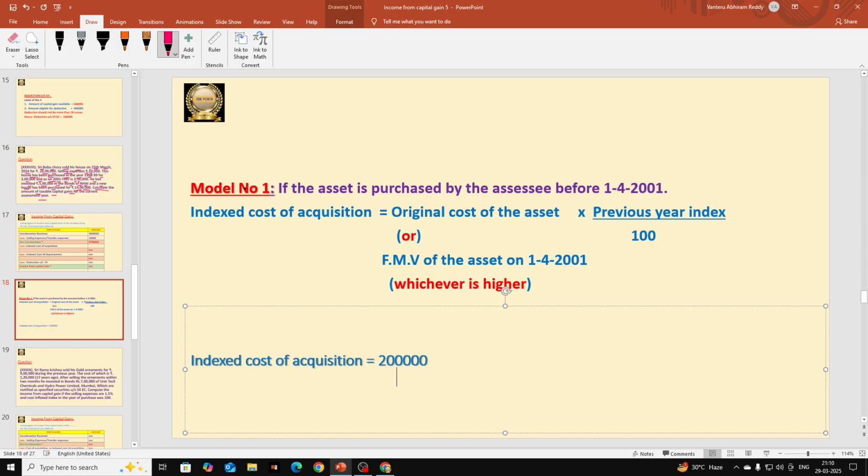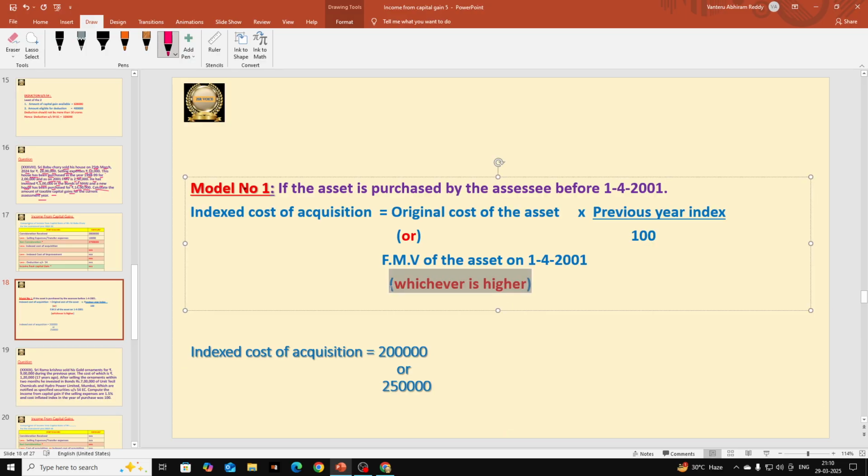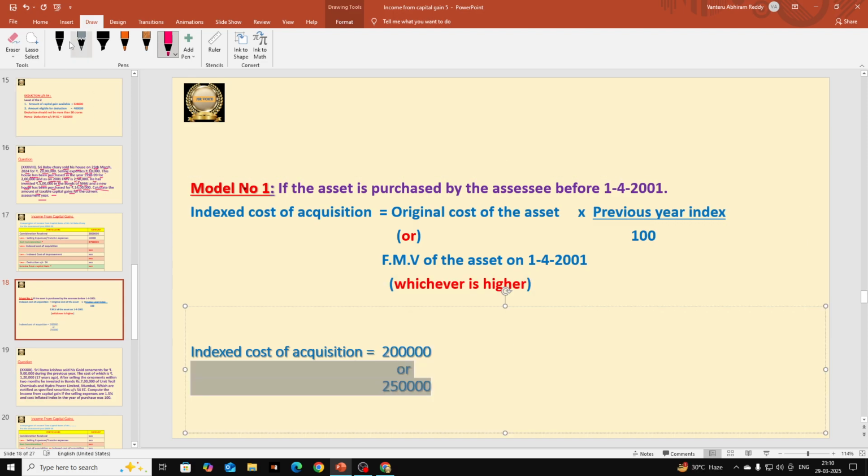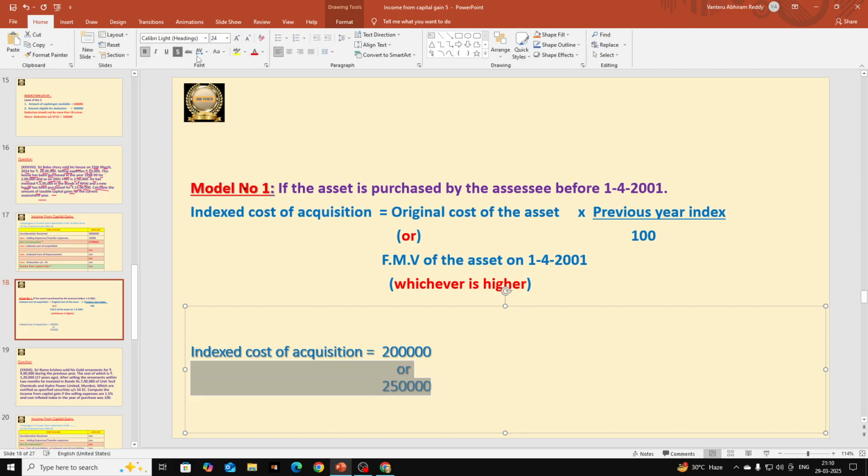2 lakhs is the original cost of the asset, or FMV of the asset on 1-4-2001, that is how much? 2,50,000. So whichever is higher, that will be selected. You can see here, whichever is higher out of those two. 2 lakhs or 2,50,000. Whichever is higher should be taken into account. Out of 2 lakhs and 2,50,000, which is higher? 2,50,000 is the highest amount. So you are going to select that. You select by drawing a circle around 2,50,000, but here I am selecting by changing color. Okay, 2,50,000 I selected.